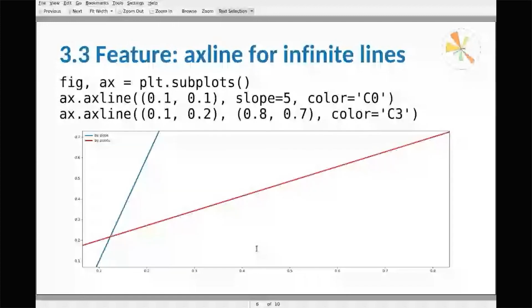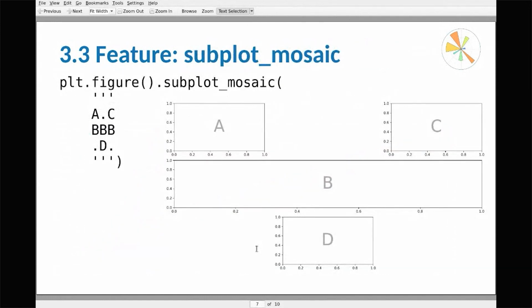So axline for infinite lines is a nice short wrapper around making infinite lines. So with that, you can create an infinite line either from a single point and a slope, or 2 points. And this is sort of a corollary to axhline, axvline, but it works for any slope or direction. Next slide.